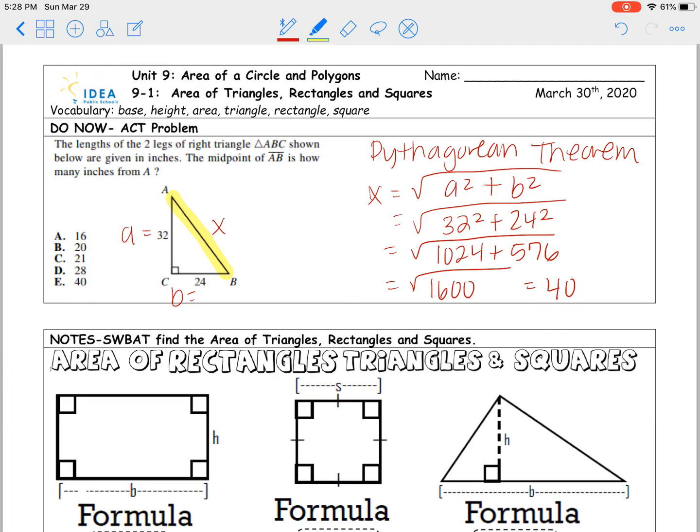But we need to always go back and reread the question. The question is asking us how far the midpoint of the segment AB is from vertex A. Recall that the midpoint, just like the word says, will be right at the middle of this segment. So if the whole segment AB measures 40 inches, then that midpoint will be 20 inches away from point A. So our correct answer is B.